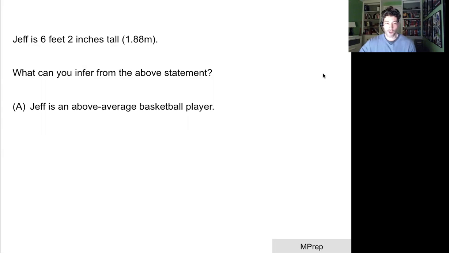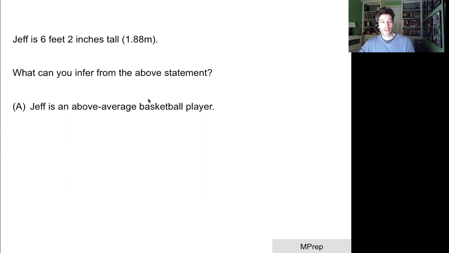Jeff is an above average basketball player. Can you infer that from knowing that I'm 6 feet 2 inches tall? Well, you might expect me to be an above average basketball player. It would be reasonable to assume that in the real world, right? Think about how many people about that height that you've met. Are any of them really bad at basketball? Well, if the answer is no, allow me to introduce myself. My name's Jeff. I'm 6 feet 2 inches tall, and I am a very poor basketball player. So now you know a below average basketball player who is that height.